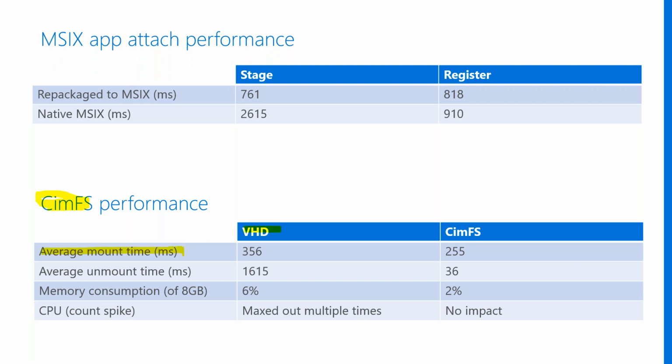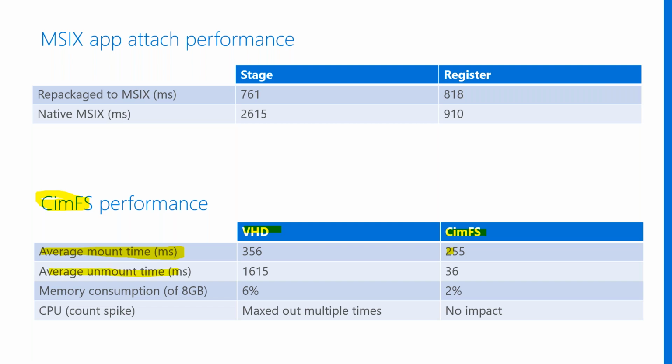So the average mount time of VHD in conjunction with MSIX app attach is around 356 milliseconds, and with SimFS, it's almost 50% of that, half of that, and that's way faster, of course. And if you do that on a larger enterprise scale, that can save you a lot of resources on the consumption on your session host.